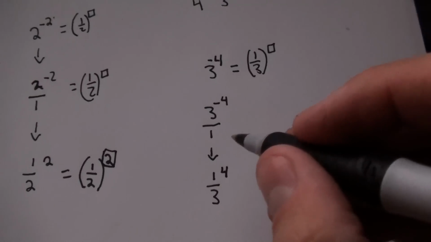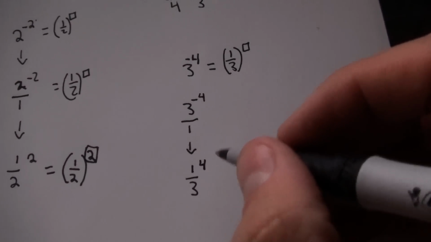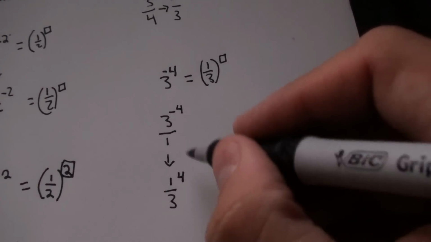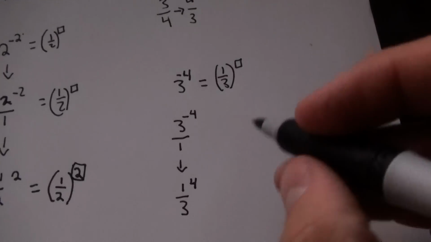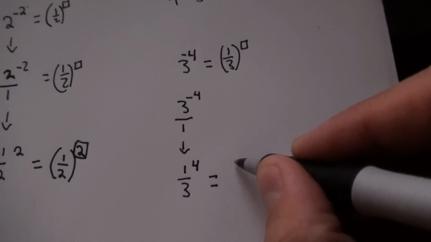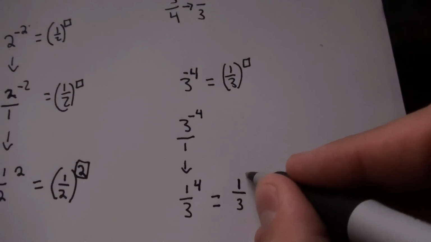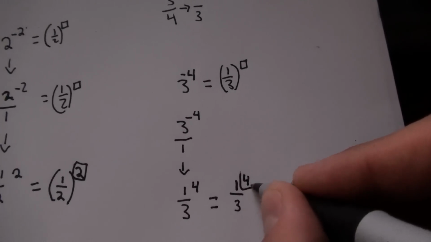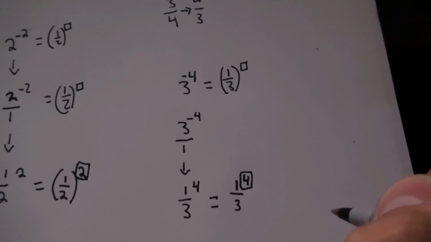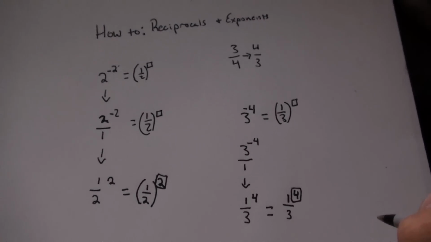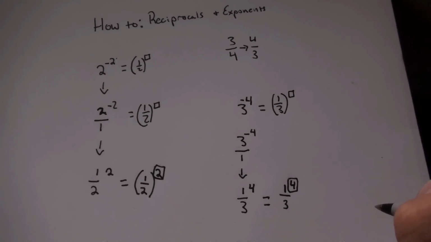Now, I'll show you something else here in just a second. That's an exception to this whole thing. It's still going to be opposite, but it won't be positive anymore. So that tells me that my answer, which we already knew was going to be 1/3, because that's a reciprocal, is now going to be to the 4th, and that's what goes in our little box. Okay, so there you have 2 examples.